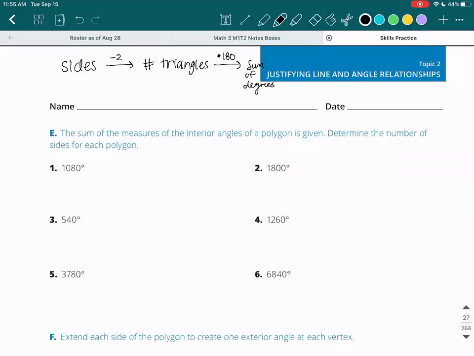Okay, so now we have to work backwards. So in order to go backwards, I'm going to draw a backwards arrow. And can you tell me what the opposite of multiplying is? Dividing. Divide by 180. So these are the steps we're going to do. Good. And then we get to the number of triangles. And then to get to the number of sides, what's the opposite of subtracting? Adding. So we're first going to divide by 180, and then we're going to add 2. So we're literally just reversing the steps that we did before. Do you guys have any questions on those?